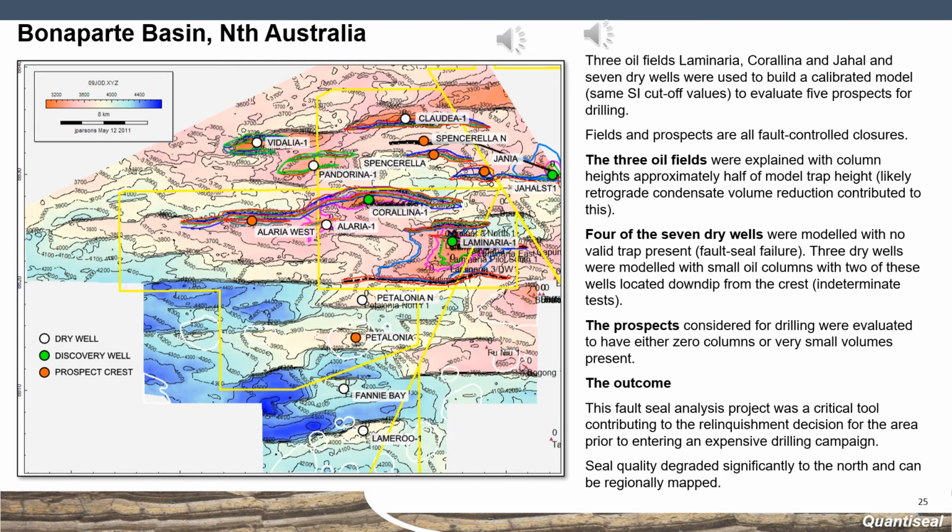This slide summarises the results of a 10-well integrated calibration exercise on discoveries and dry wells in the Bonaparte Basin. The examples shown in the next two slides are for the Corallina oil discovery and to the north the Claudia well, which was a dry well.